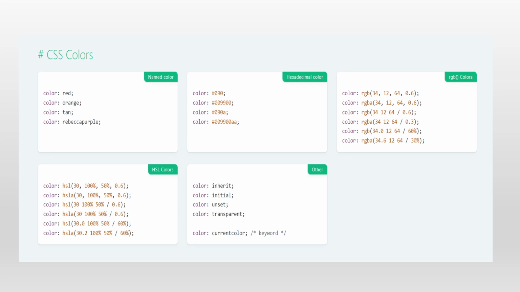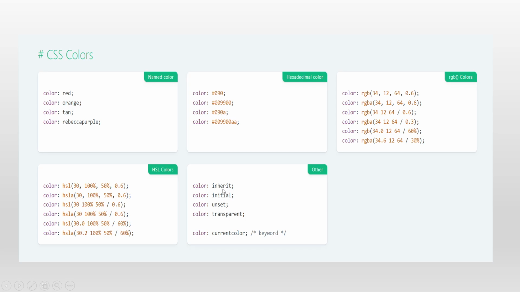Next, after that, CSS colors. Colors means we are going to apply different colors to the HTML elements. In that, we can use different ways to represent a color. Generally we use the color name. Along with that, we can also represent colors in different ways. Here we are using a hexadecimal code for representing a color, here we are using RGBA, and here we are using HSL.